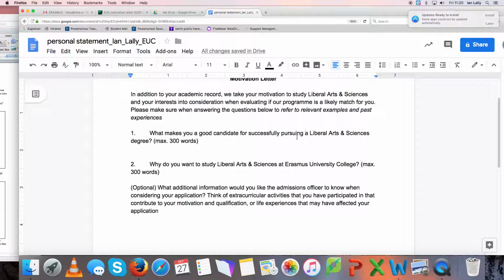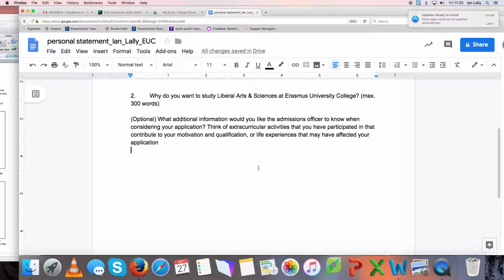So the first thing is, what makes you a good candidate for pursuing a liberal arts and sciences degree? And then why do you want to study liberal arts and sciences at Erasmus University College? Okay, so these are two questions that are pretty straightforward. Okay? So you don't really want to actually answer the questions. What you actually want to do is start down here.